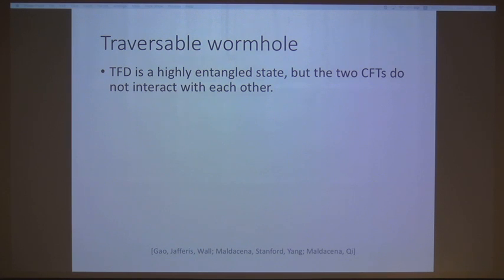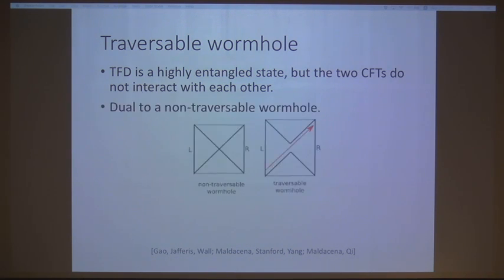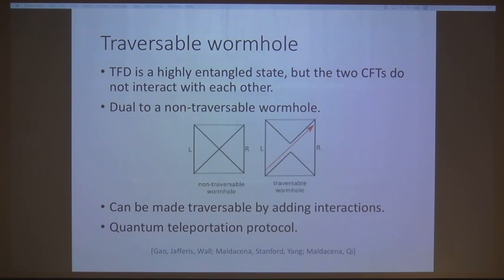One can consider the same setup, but by adding interactions, we can create traversable wormholes. Just to back up a little bit, if we consider again the thermofield double state, it's a highly entangled state, but the two CFTs are not talking to each other, so we cannot teleport from one side to the other. This means that the wormhole is not traversable, but if we add interactions, even very simple ones between the two sides, we can potentially make it traversable. This can be thought of as a quantum teleportation protocol that is a special one because it is dual to a classical picture in the bulk where the person being teleported does not feel anything bizarre as they go through this wormhole, as opposed to maybe a generic case where something violent happens in the bulk.